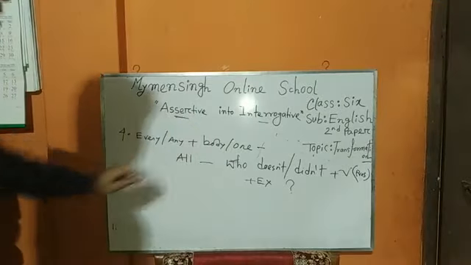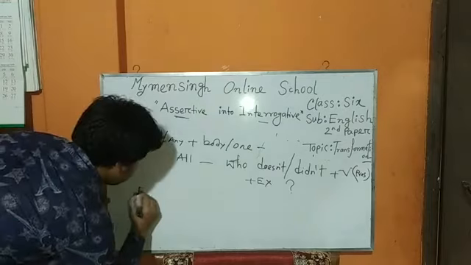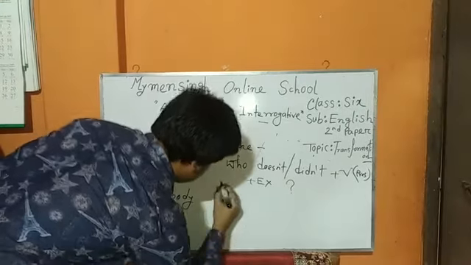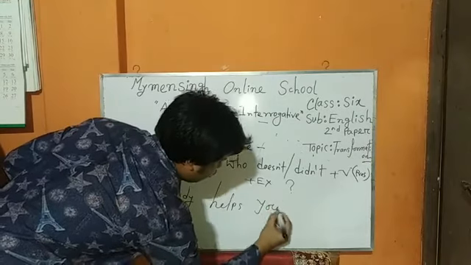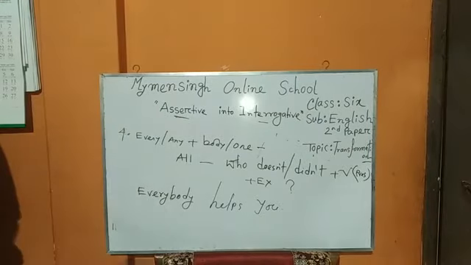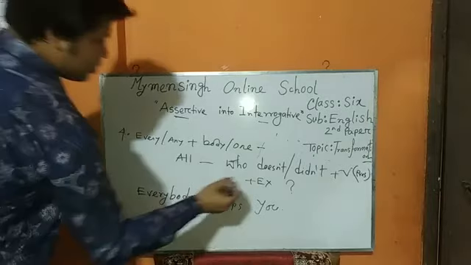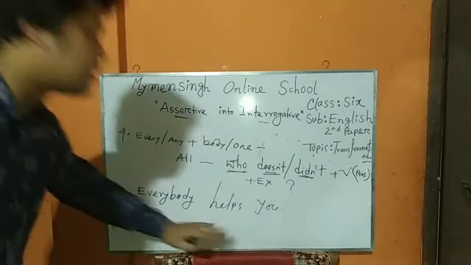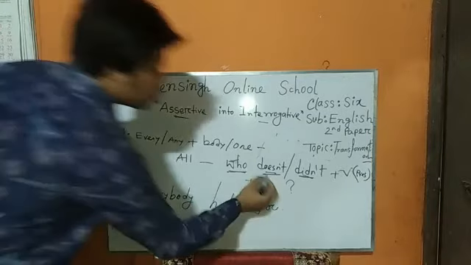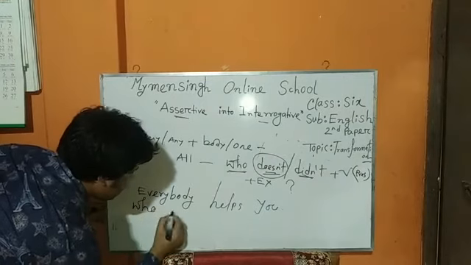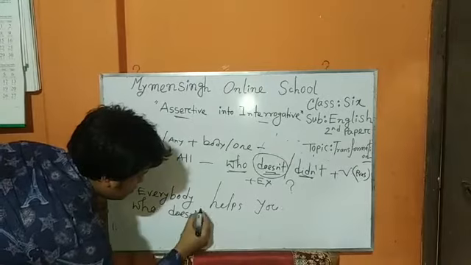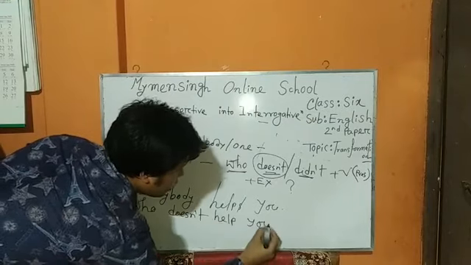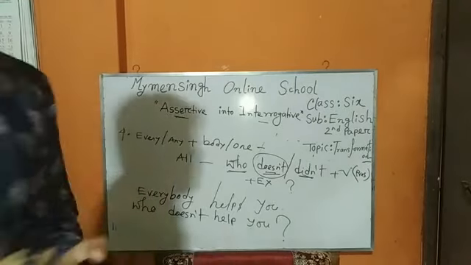Okay, clear. If I give an example, what will it be? Everybody helps you. What will be the answer? The answer will be who. You may use doesn't or didn't just according to tense. Everybody helps is in present tense. That is why we'll use who doesn't, then the verbal present form. That means we have to erase this S. And you have to use this symbol. I think you all have understood this.